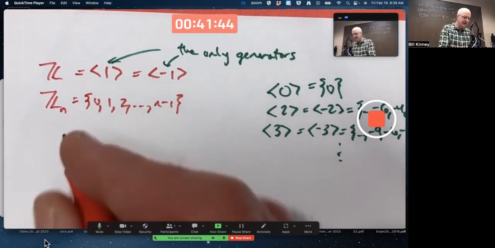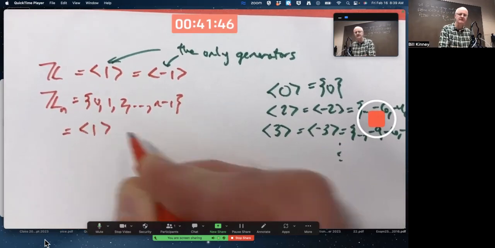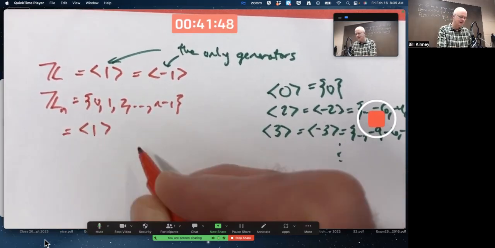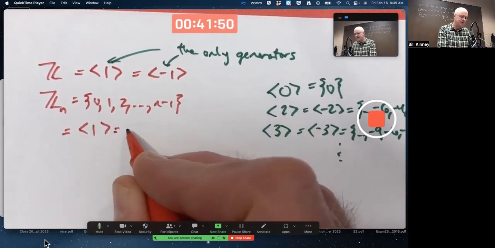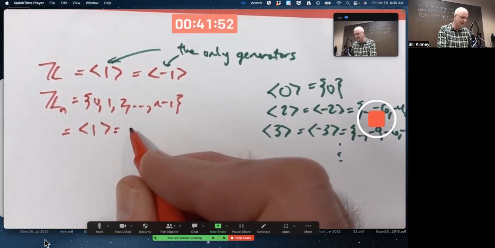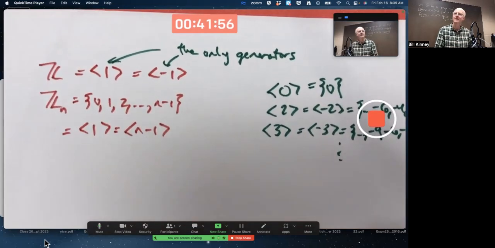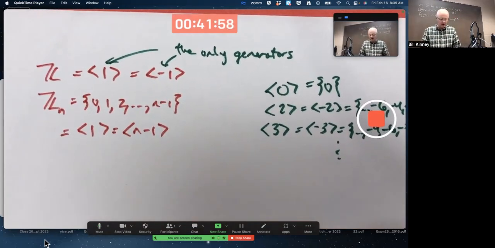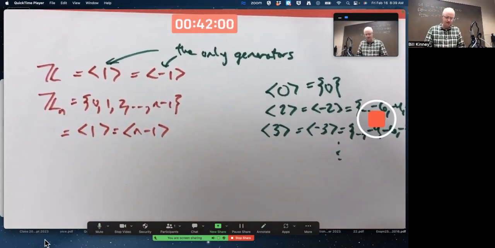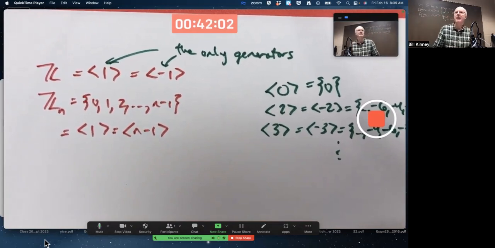What's the generator of Zn? Well, one is. It turns out the inverse of 1 is as well. What's the inverse of 1 in Zn? It's n minus 1. Are these the only generators? Answer is, it depends. Sometimes yes, sometimes no. It depends on what n is.